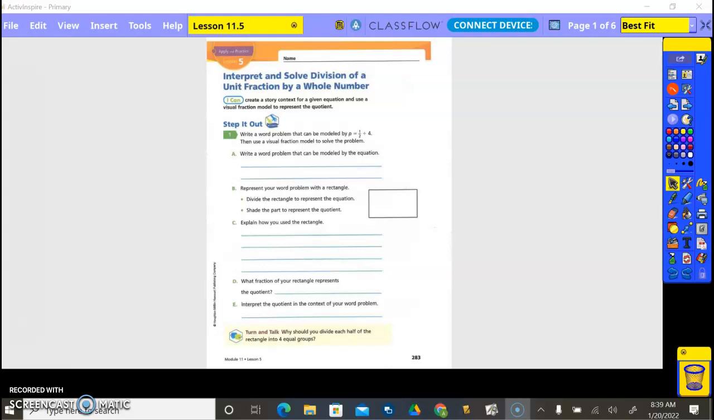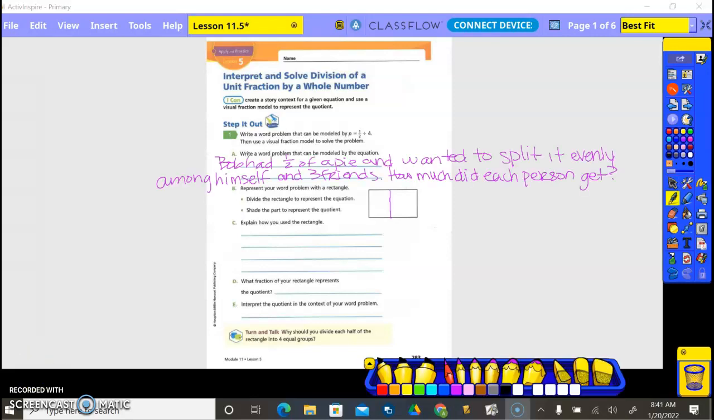Write a word problem that can be modeled by the equation. So for a word problem, we came up with Bob had half of a pie and wanted to split it evenly among himself and 3 friends. How much did each person get? Letter B, represent your word problem with a rectangle. So divide the rectangle to represent the equation.